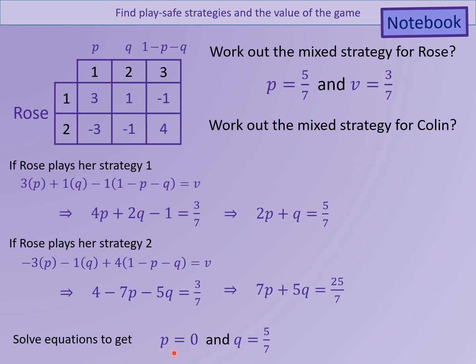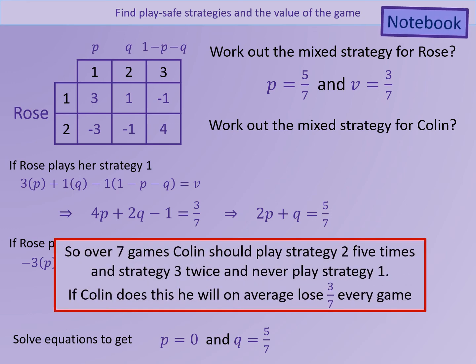So we can see here that we've got P equals 0, Q equals 5/7. So in other words, Colin will never play option 1, he'll play option 2, 5/7 of the time, and he'll play option 3, 2/7 of the time. And because the value of the game is 3/7, Colin can expect to lose on average 3/7 every game.